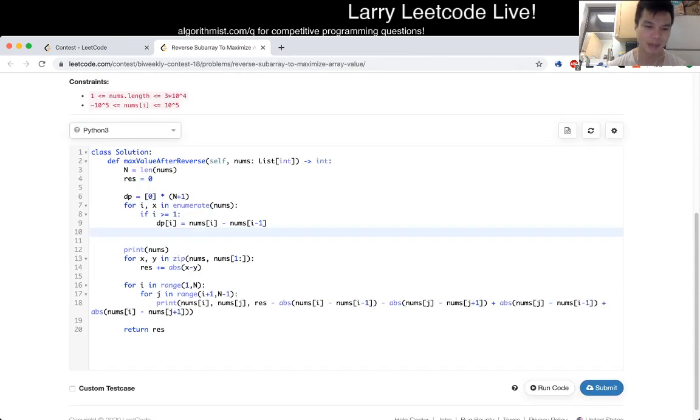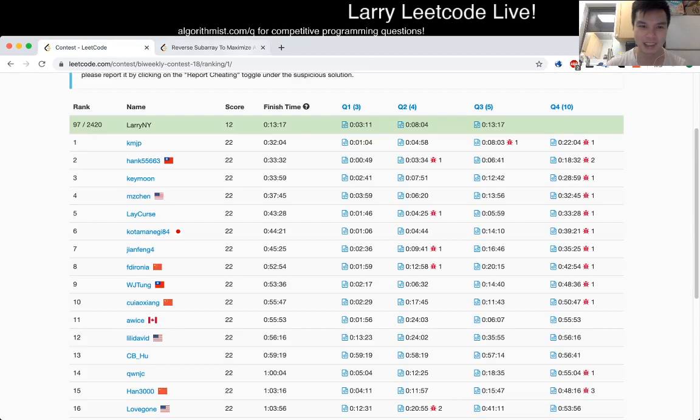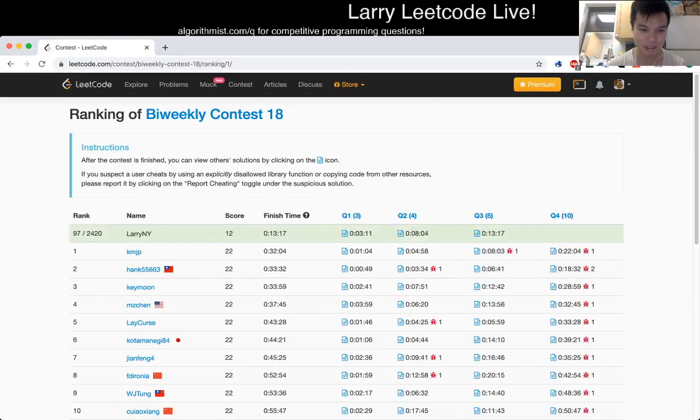I think it's some dynamic programming thing, but since I didn't solve it, let's take a look at how other smart people do it.